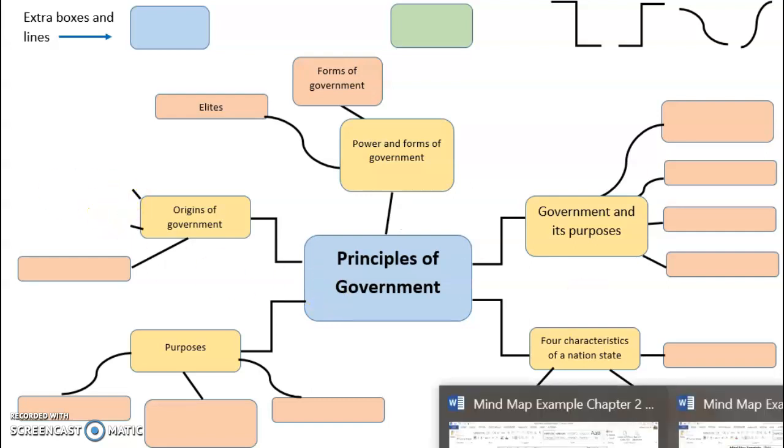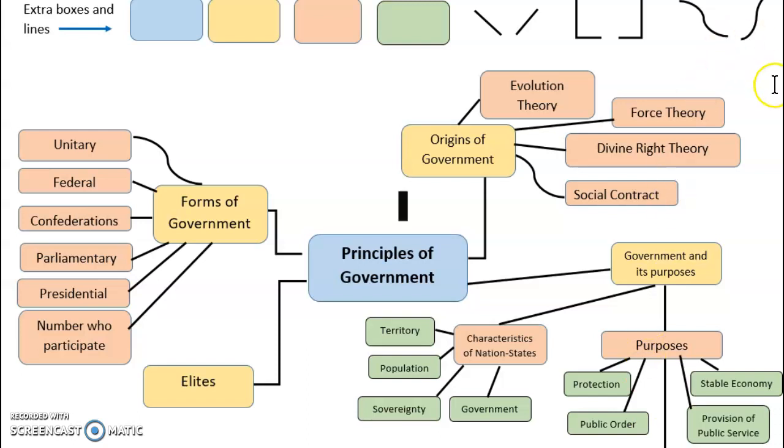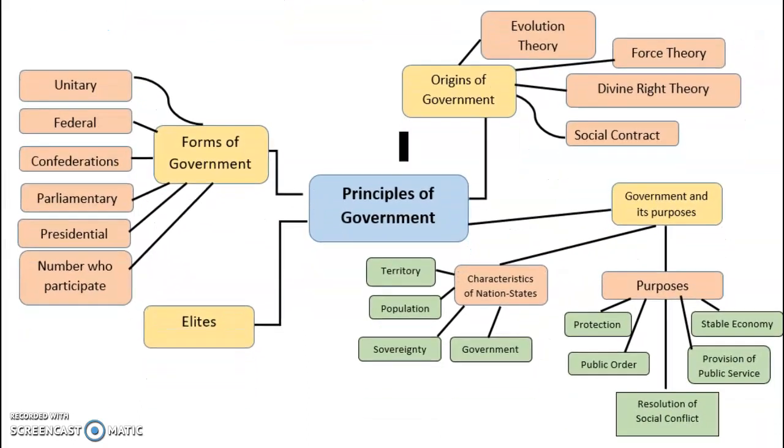I do want to show you a more complex mind map. Here's a more complex mind map that I made earlier that you can see when we talk about origins of government. I actually list the 4 origins mentioned in your book. Here we have government and its purposes. I have 4 characteristics of a nation state: territory, population, sovereignty, government. The purposes of government, I list the 5 purposes.